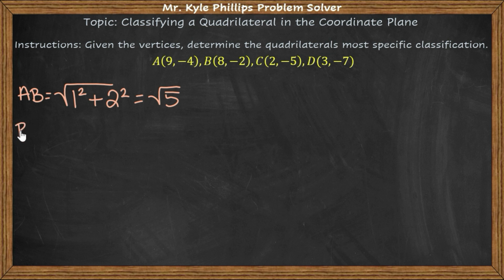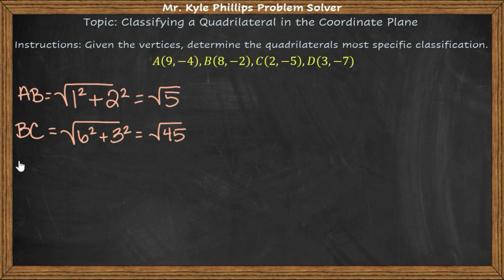Now let's find the distance between points B and C. So here, square root again. The distance between 8 and 2 is 6. The distance between -2 and -5 is 3. So here we have 6 squared plus 3 squared, so that's 36 plus 9. So here, this is 45. So already we know that these two are not the same. So this cannot be a rhombus and it cannot be a square. So it has to be a rectangle or a parallelogram.